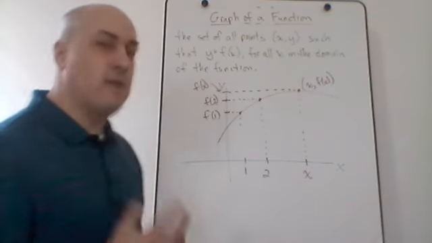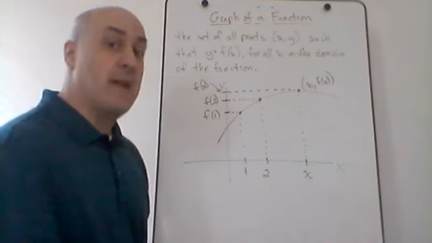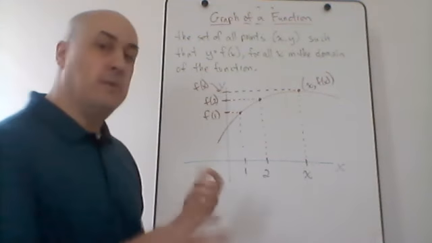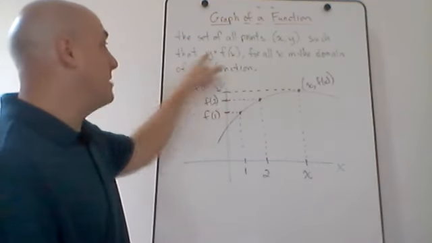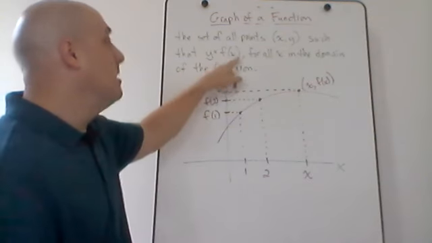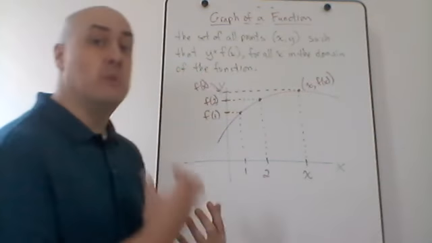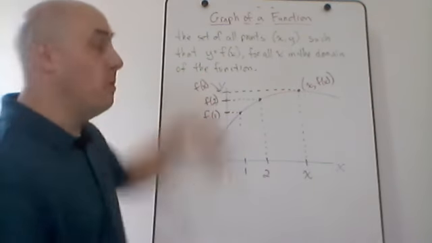So basically, to get the graph of the function, you take every x value in the domain, every single input value, and input them into the function. The output, the f of x, is your y coordinate. That's what this means up here, that y equals f of x. So f of x is the output when you plug in that x value, and that output gives you the y coordinate of your point.